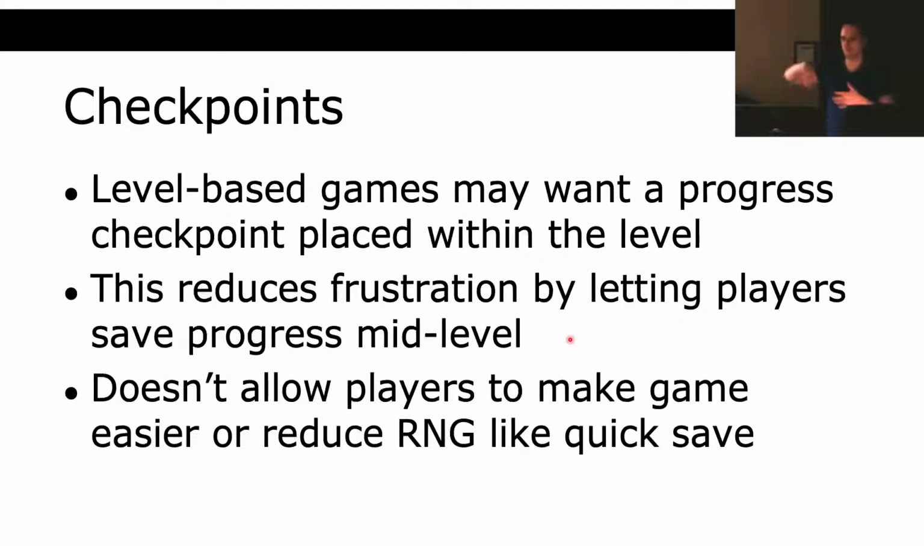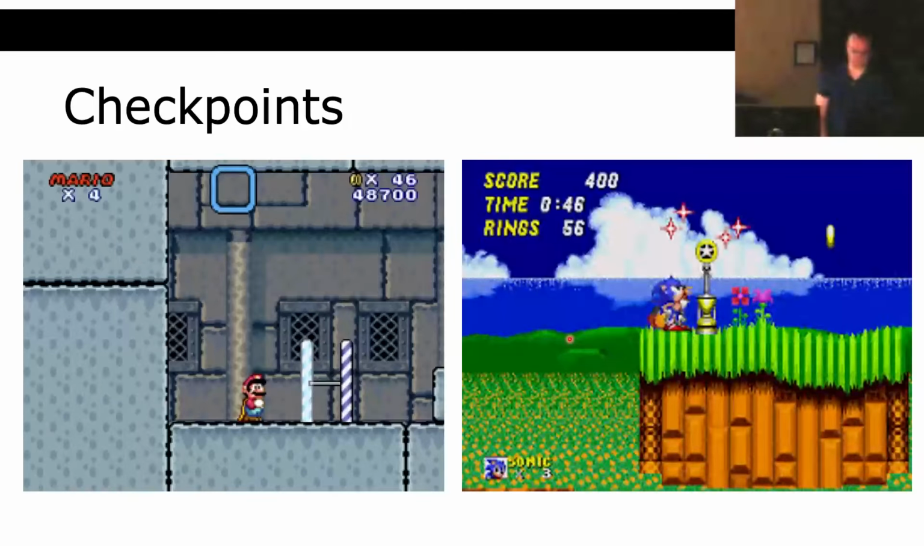Like you could just allow them to, like I said, press F5 or press L2 or something to save the game and load the game instantly. But what a checkpoint does is it doesn't allow you to do that sort of manipulation that you could do with those quick load and quick save systems. So over here, there's examples from the Sonic series and Super Mario series, where if you see a checkpoint, you know that you're probably at the halfway point of the level.